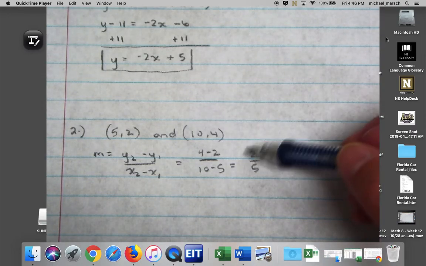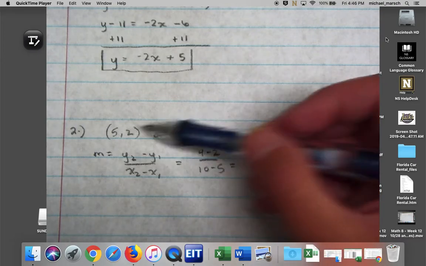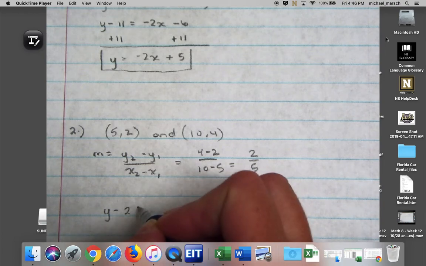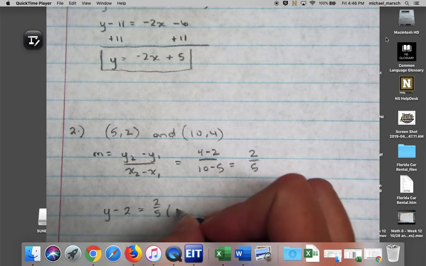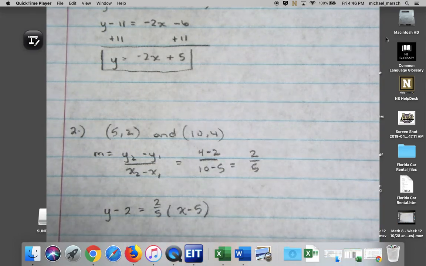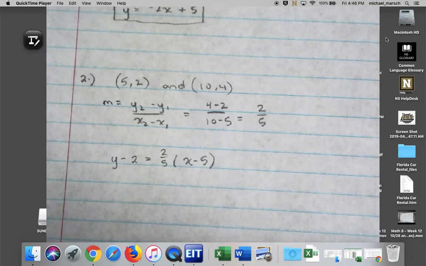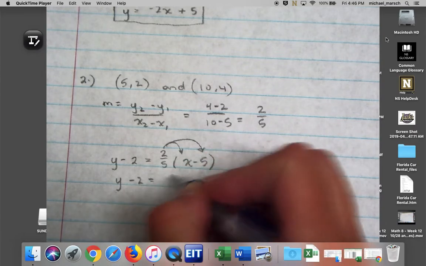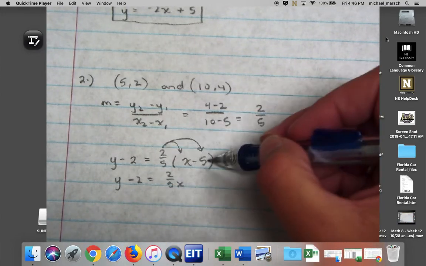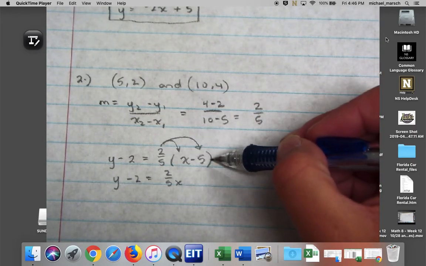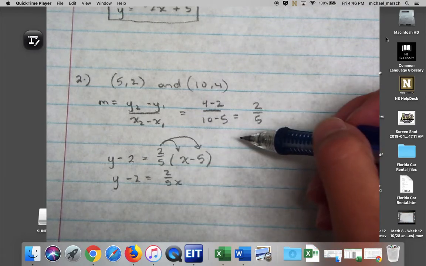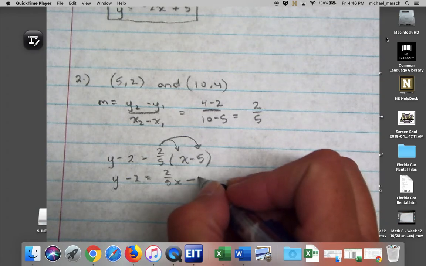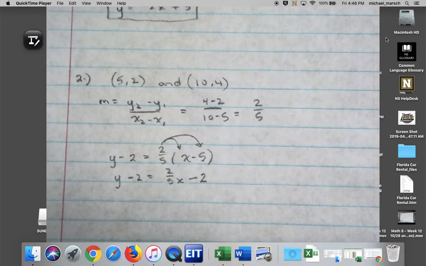Now I have my slope, and I can use either point. You guys know I'm going to use this one because it's the first one given. So I'm going to have y minus 2 equals 2/5 times the quantity x minus 5. Okay, so in order to do this, I have to just distribute the 2/5, right? So I'm going to get y minus 2 equals 2/5 x, and then 2/5 of 5, so 2 times 5 is 10, divided by 5 is 2, so minus 2, right? That would be 2/5 of 5.